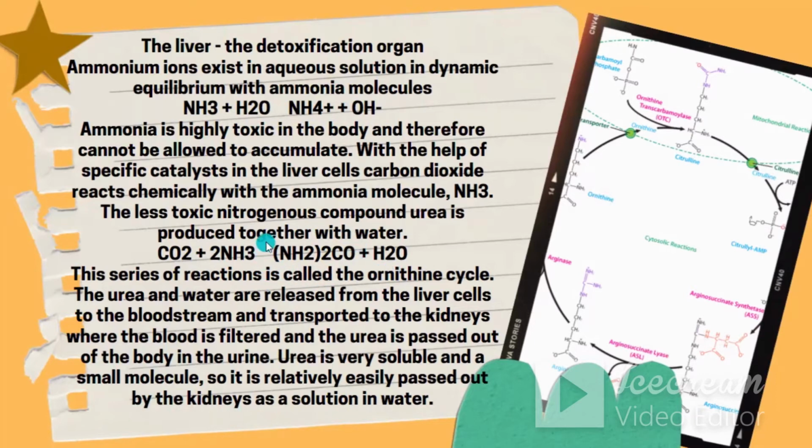Ammonia is toxic. That's why it is converted into a non-toxic product called urea in humans. This is very soluble and does no harm. This process of urea production is called the ornithine cycle.